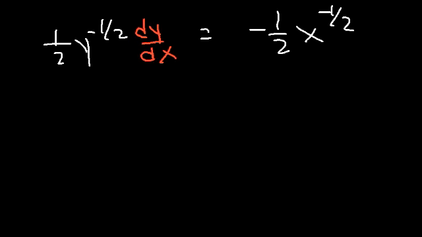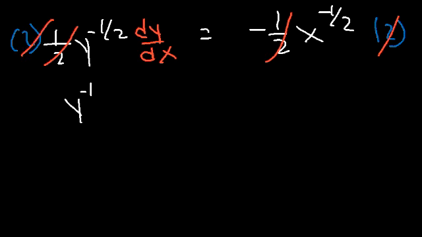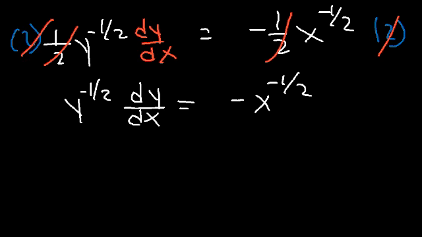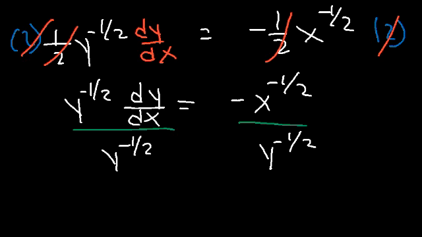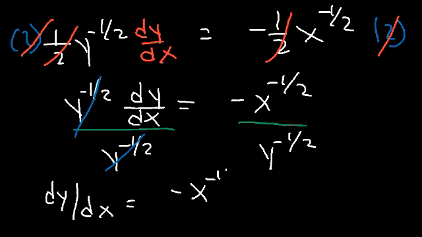So at this point, let's multiply both sides by 2 to get rid of the fractions. So 1/2 times 2 is 1. So what we now have is y to the negative half dy/dx is equal to negative x to the minus half. So now we could divide both sides by y to the negative half. So dy/dx is equal to negative x to the negative 1/2 divided by y to the negative 1/2.